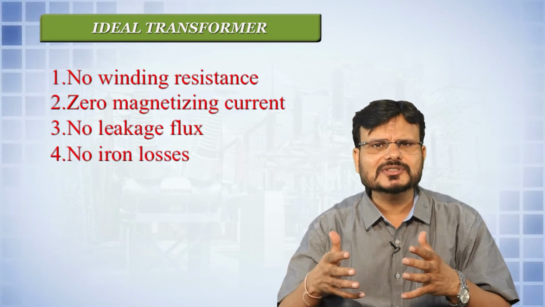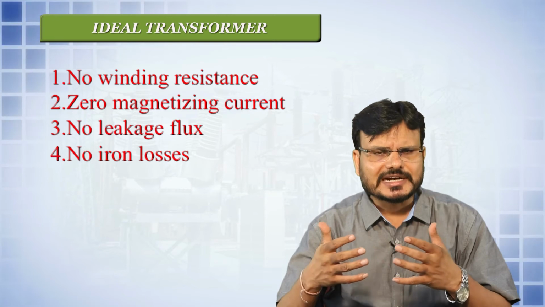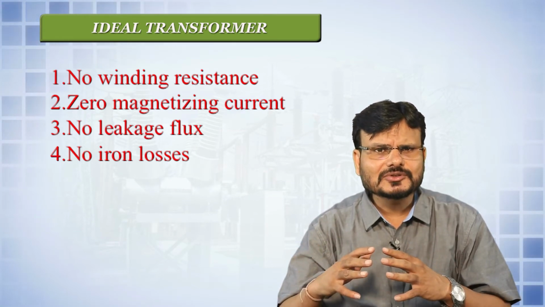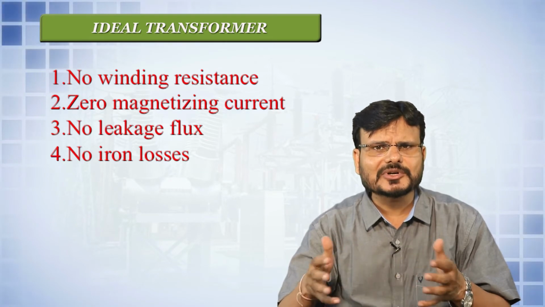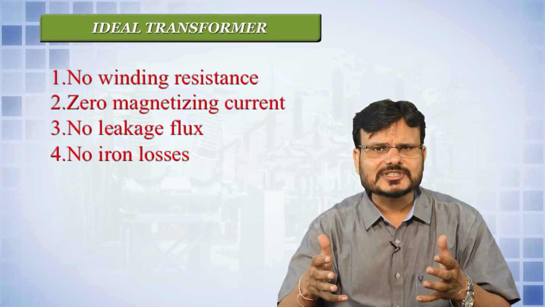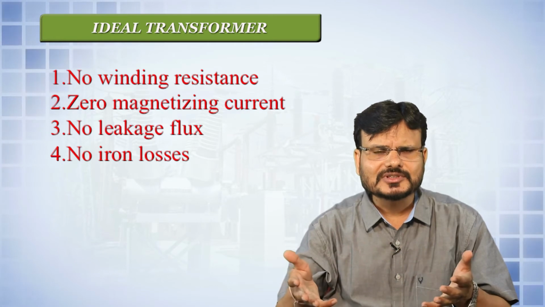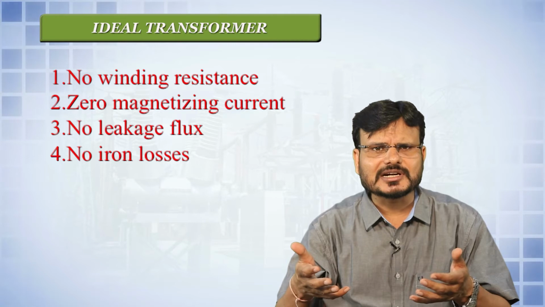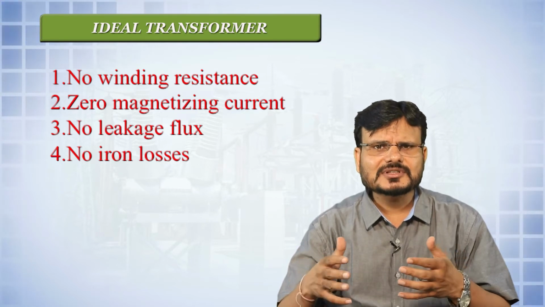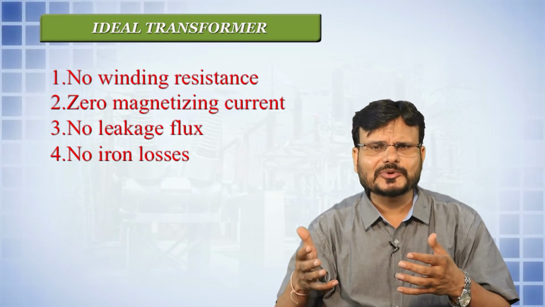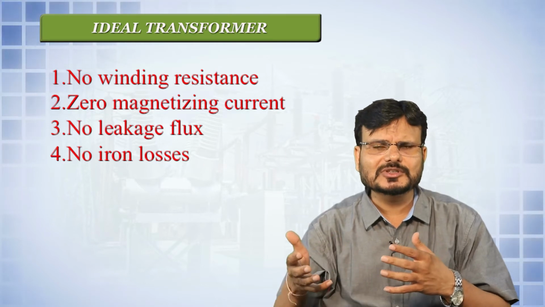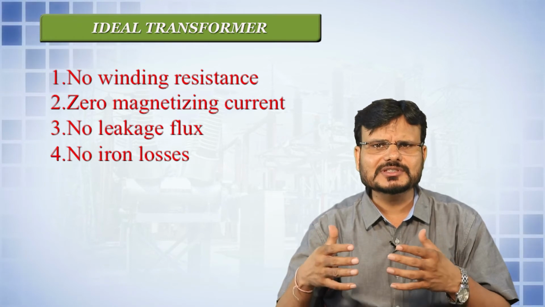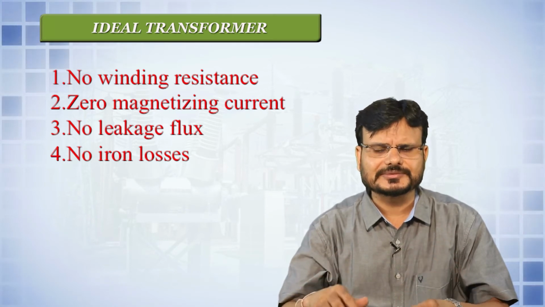So what are the iron losses? Iron losses are the eddy current losses and hysteresis losses. Because there are no iron losses, and no copper losses, there are no losses at all, which means output is equal to input. So you can say the efficiency of the transformer is 100%, because efficiency is equal to output upon input, and this output is equal to input, that means it comes to 1, multiplied by 100. So the efficiency comes to 100%.